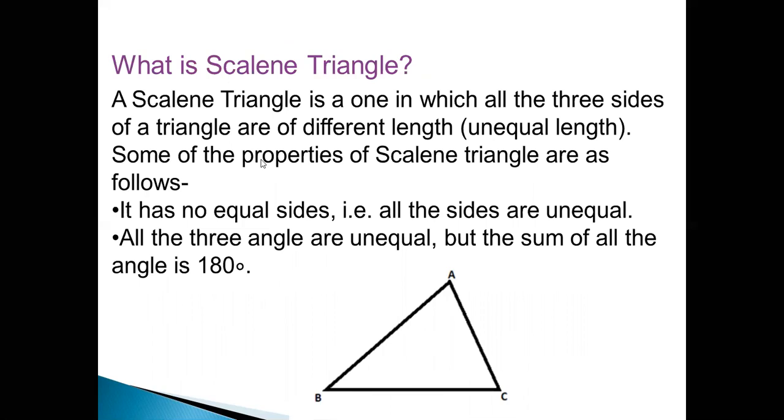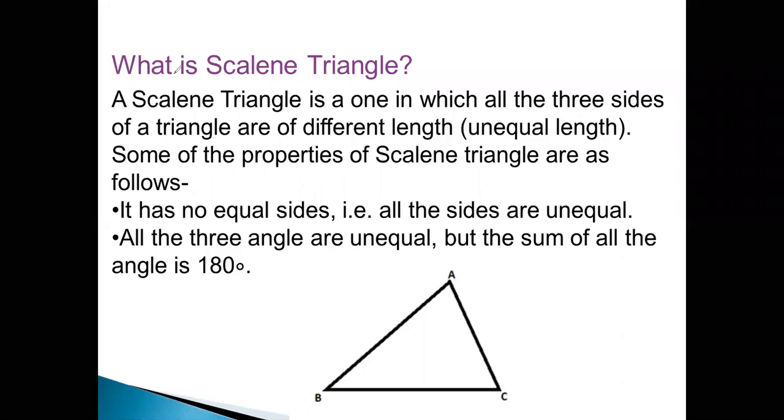Okay, what is a scalene triangle? If we talk about the scalene triangle, the first thing that should come to our mind is that it is a closed surface. As I told you in the definition of a triangle, a triangle is a closed surface which is enclosed by three line segments.